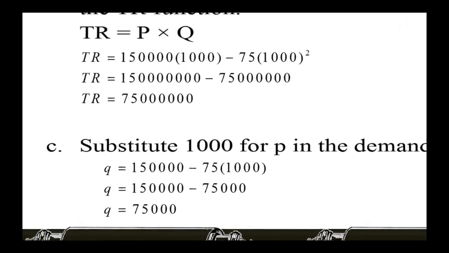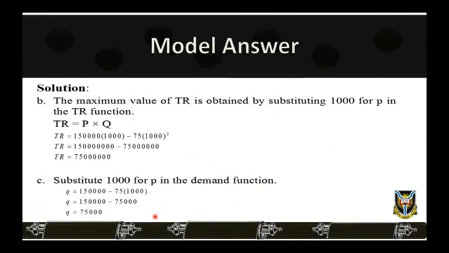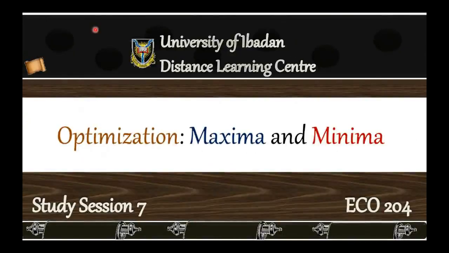Q equals 150,000 minus 75 of 1000. Q equals 150,000 minus 75,000. Q equals 75,000. This is the end of study session 7. Thanks for listening.